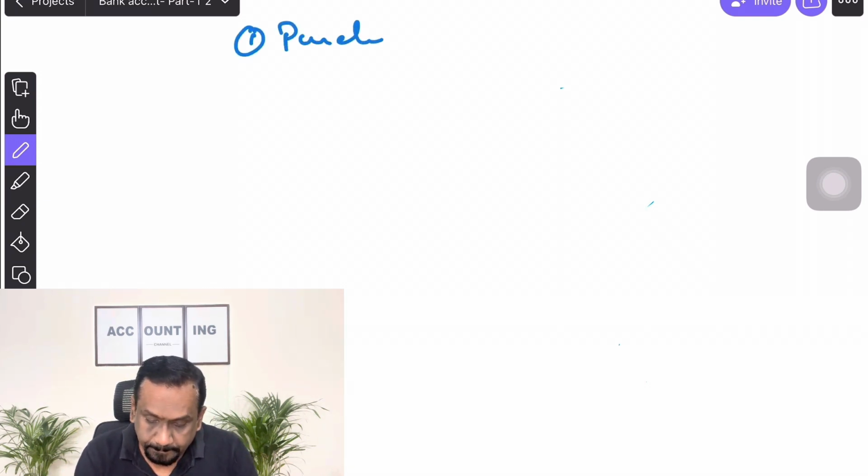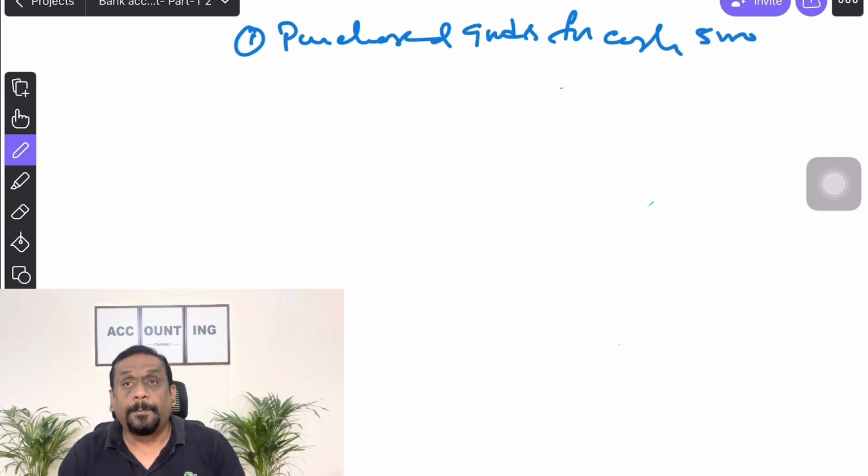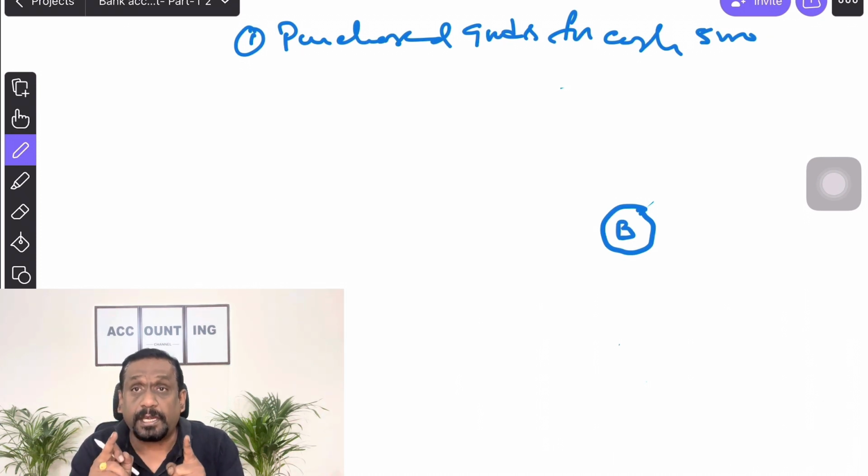Purchased goods for cash 5,000. Purchased goods for cash 5,000. Now again, let us start with B. B means business. You should always write journal entries from business point of view. This is as per business entity concept. What does business entity concept say? Proprietor is different from the business, right? So you should always write journal entries from business point of view. That is the reason B means business.